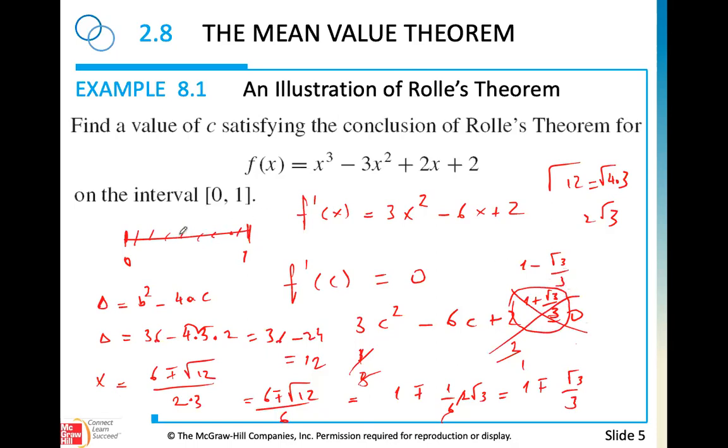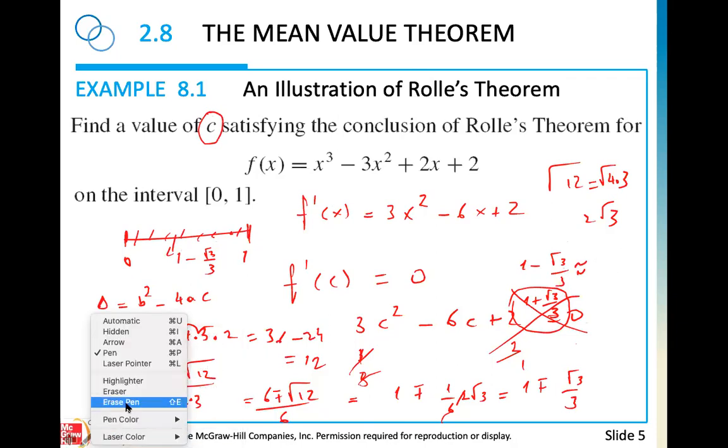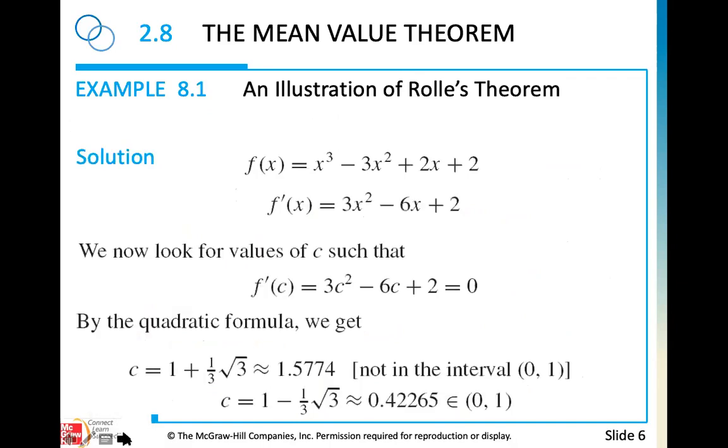1 minus root 3 over 3, yeah, it is somewhere here. I don't know where, but it is somewhere here. So this is now my number c. Okay, c is equal to 1 minus root 3 over 3. You can use the calculator and find the approximate value. Now let me show you the result. Yeah, 1 minus 1 over 3 times root 3, which is about 0.42.